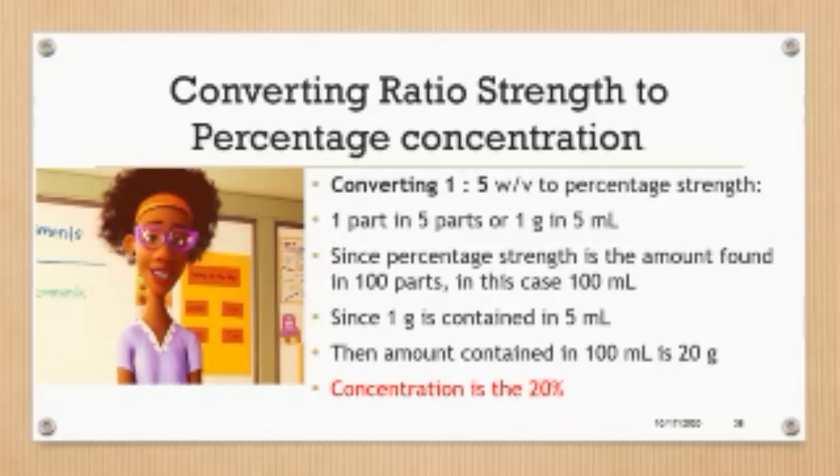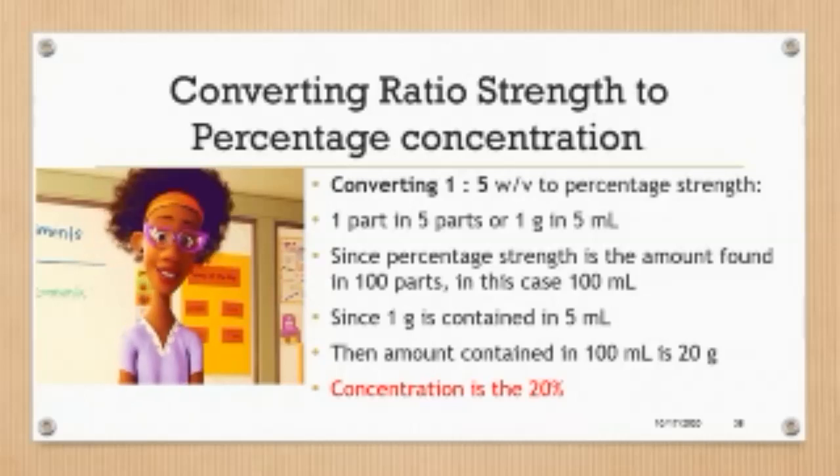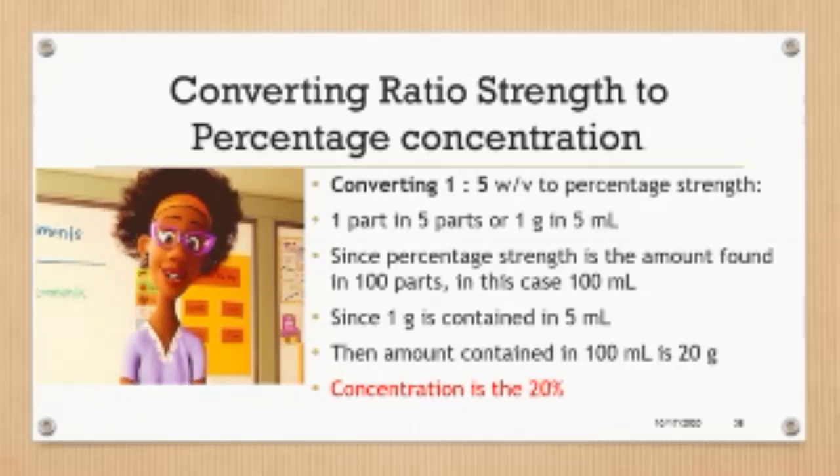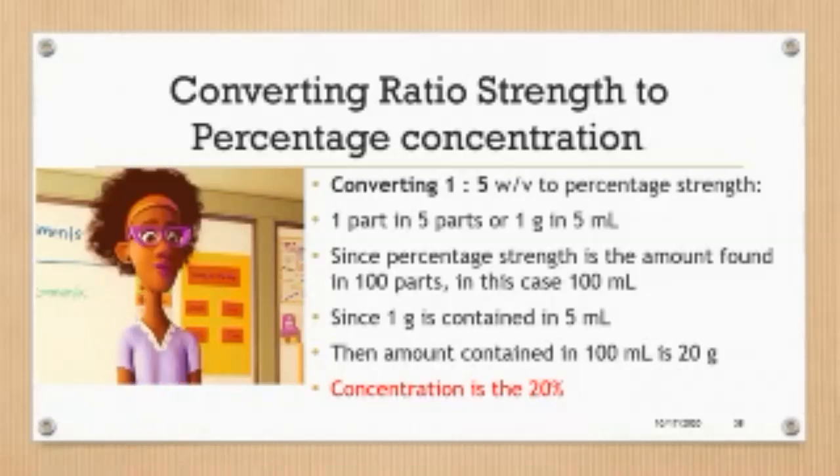Since the percentage strength is the amount found in 100 parts, in this case 100 mils, if we know that 1 gram is contained in 5 mils, then we can determine how much of the drug or the ingredient will be contained in 100 mils, and that would be 20. So 20 grams will be found in every 100 mils. And what's that in terms of percentage? Correct. 20% weight in volume. Very good.